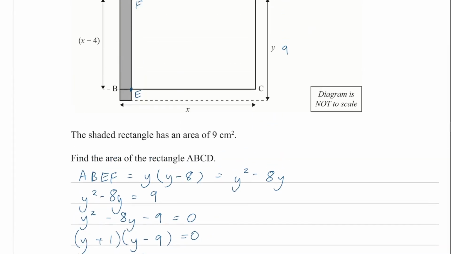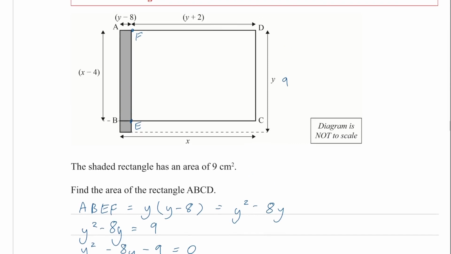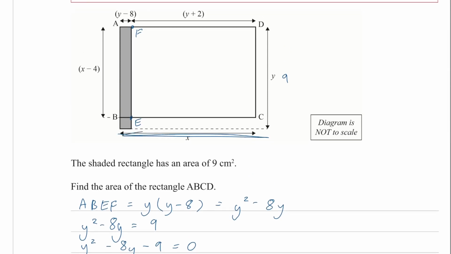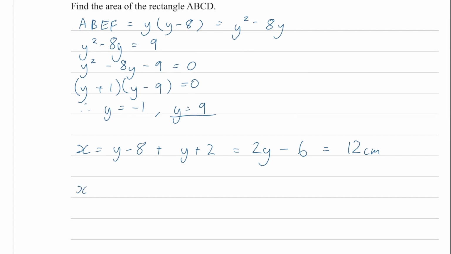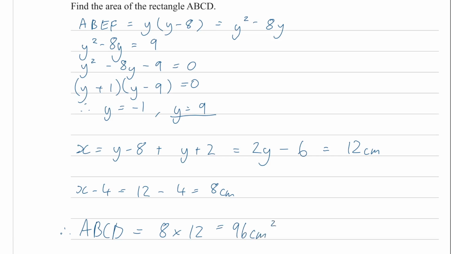And we know, so that's the horizontal distance. The vertical distance is x minus 4. Right, so x minus 4 is 12 minus 4, which is 8 centimeters. Therefore, the area of ABCD is 8 times 12, which is 96 centimeters squared.